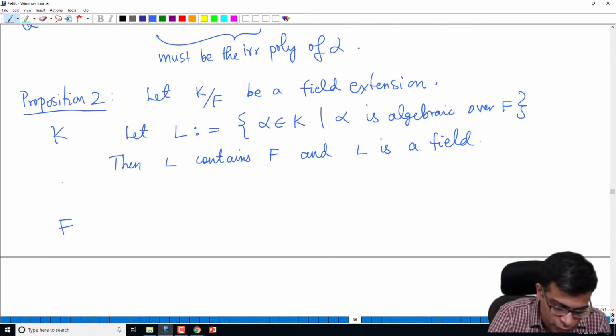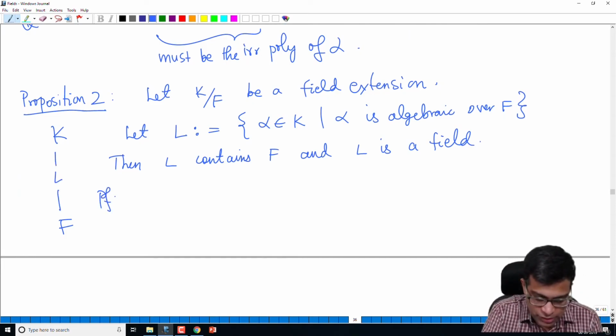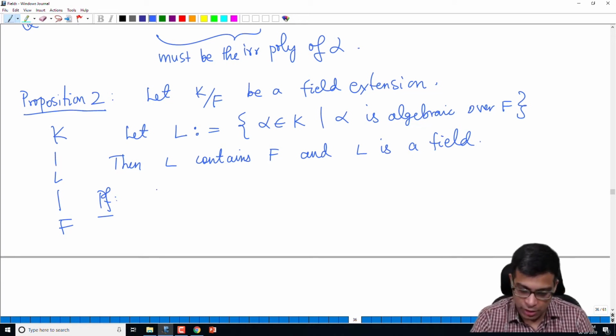So in fact the picture is L is here and F is there. Okay, so the proof, first part. As of now L is a subset only. L is a subset of K. So the first part is to show that L contains F.